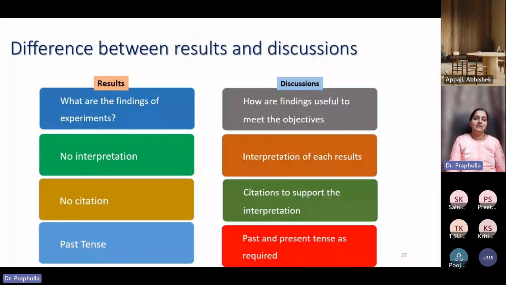So, differences between the results and discussion. What are the findings from experiments? How are they useful? No interpretation in the case of results, but interpretation should be in the discussion section. In results, we don't give any citations, but here, if you are referring to others' articles, we have to give the citation. So the last one: results definitely past tense, but discussions may be past tense or present tense.